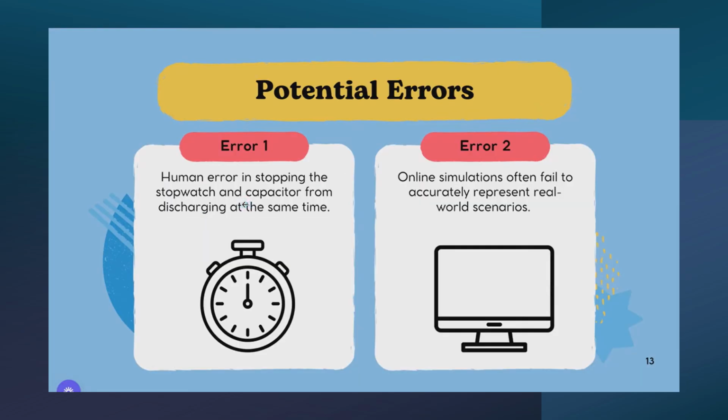Some potential errors with this, obviously. Error number 1 is human error in stopping the stopwatch during the lab and the capacitor from discharging at the same exact time. And then error 2, just with online simulations, it's often difficult to accurately represent real-world scenarios since everything is idealized, which just isn't true in the real world.